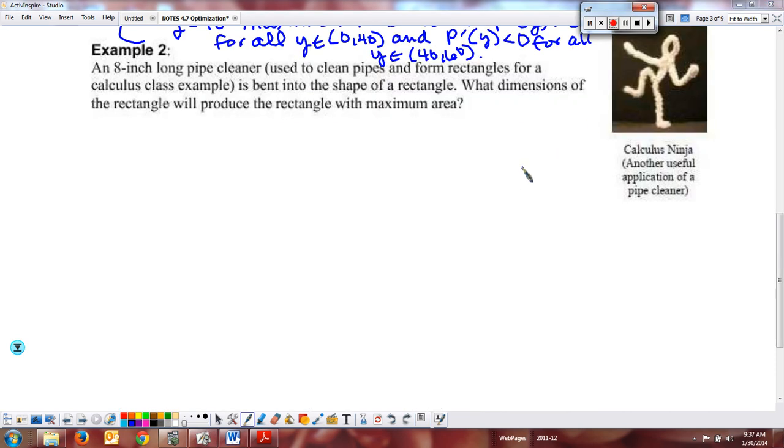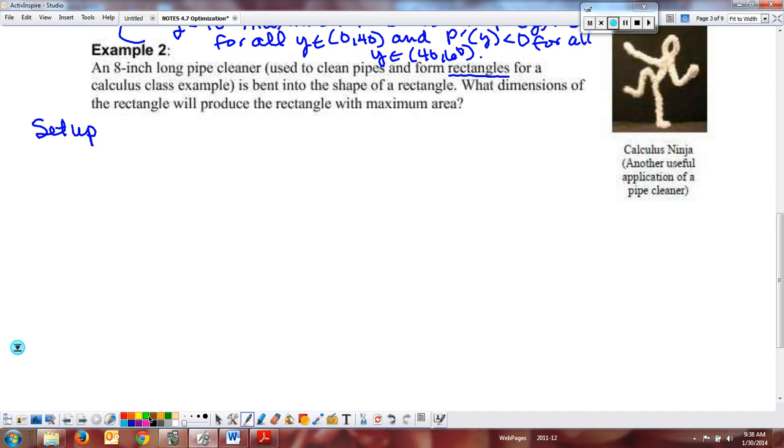Okay, moving on to example 2, we're going to take a look at another classic problem. I like to take these little pipe cleaners and we're going to bend them and form different shapes with them. And for this problem, we're going to be forming a rectangle. And so again, you're going to start with your setup. In that setup, you're going to find what you're trying to maximize or minimize, write your formula, find your constraint, solve your constraint and substitute, and get yourself ready to take a derivative.